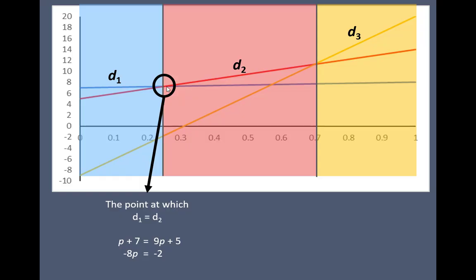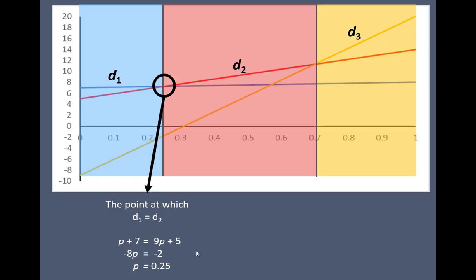Dividing the minus 8 to the other side, getting p is equal to minus 2 divided by minus 8, or a value of 0.25. And as we said, the math bears out exactly what our eyes are telling us on this graph. We knew that this point should have been somewhere right between point 2 and point 3, and the math is telling us that it is somewhere right between point 2 and point 3, or specifically a probability of 0.25.